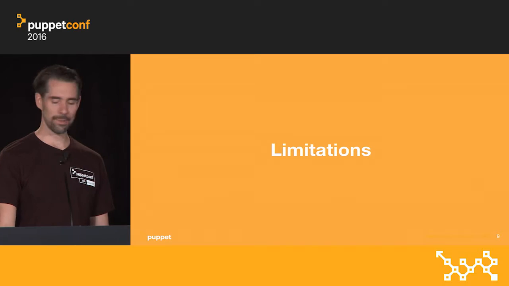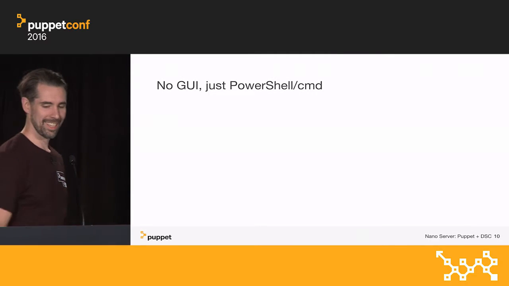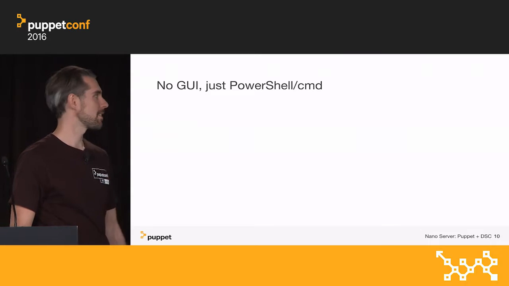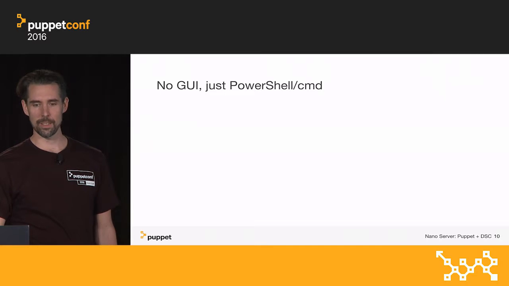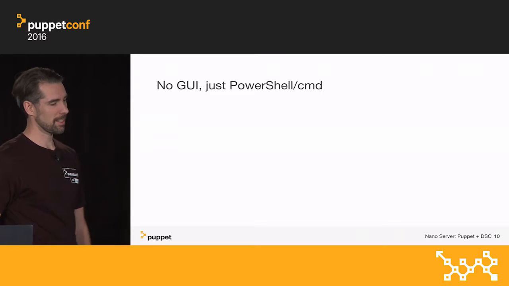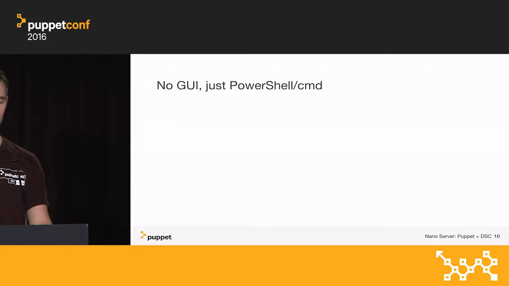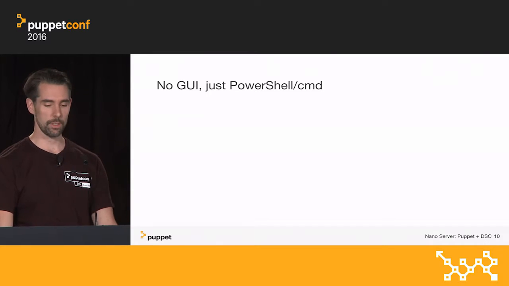So some of the limitations. First, you've got no GUI, just PowerShell and cmd.exe. And that goes a little deeper. Most of the deprecated APIs in Windows have been removed. That's what breaks a lot of things that try to work. So not just GUI APIs, but also other deprecated system APIs and Win32 APIs.